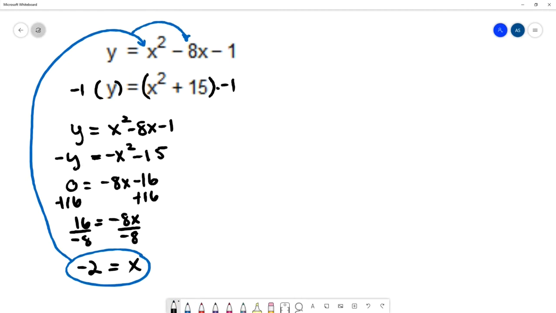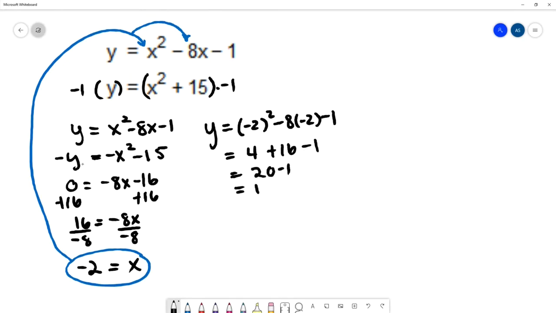So if we substitute it into the other equation, we get y equals negative 2 squared minus 8 times negative 2 minus 1. Negative 2 squared is 4. Negative 8 times negative 2 is 16. 4 plus 16 is 20, minus 1 is 19. So we've got the same solution, negative 2, 19, with this other method.